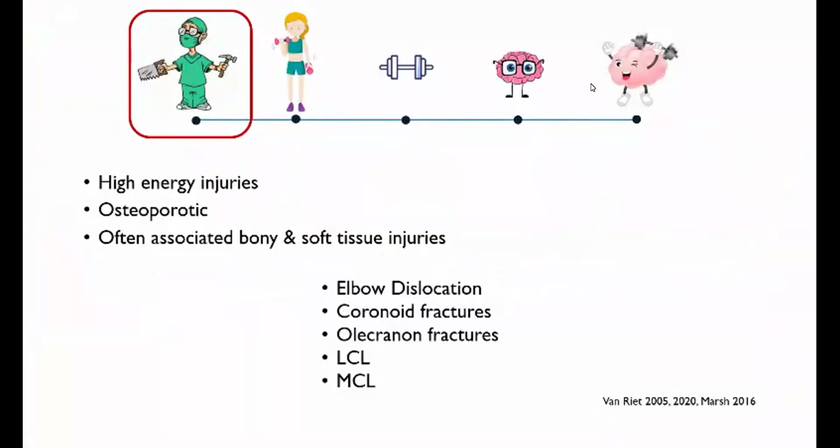Now, these injuries are usually high energy injuries, certainly in the case of our Wigan man falling down the stadium steps, but there is also another group of people who, with a relatively lower energy force, can still suffer significant elbow injury, and those would be the cohort that are osteoporotic. There are often associated bony and soft tissue injuries with these radial head fractures, and this includes elbow dislocation, coronoid fractures, olecranon fractures, and medial and lateral ligament injuries. And the literature will suggest that up to 80% of this cohort will also have an associated lateral ligament injury. So it's important to bear that in mind throughout the rehabilitation process.